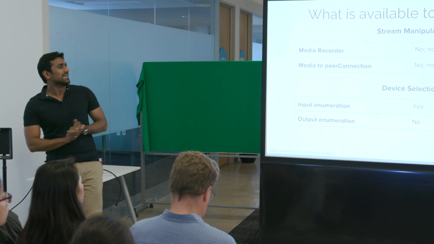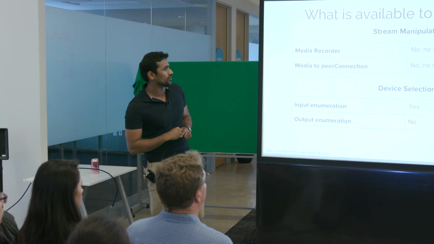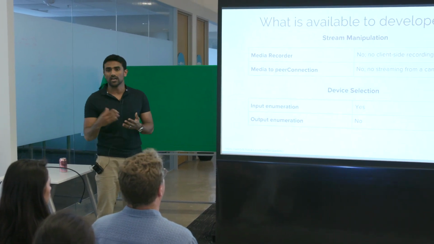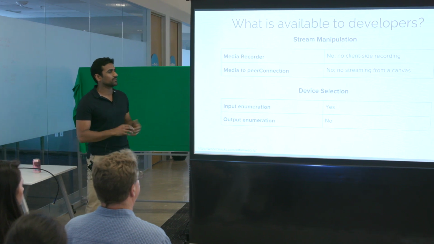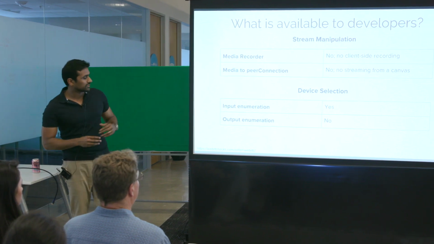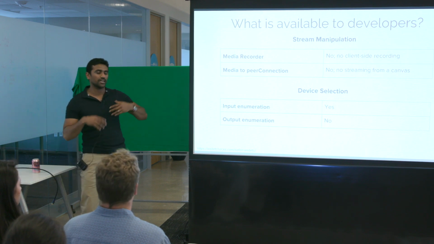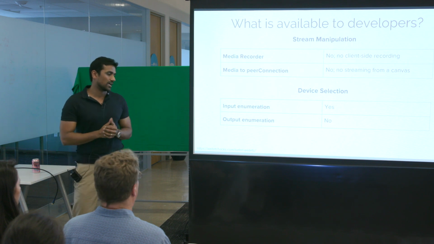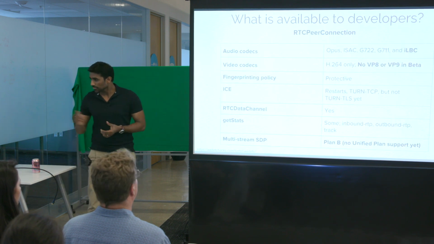Stream manipulation, media recorder, media to peer connection. These are second-order APIs which are not available yet. And again, most browsers, when they started with the WebRTC implementation, did not have these in the preview. So this is not far away from what we had expected. As far as device selection is concerned, you have audio-video input enumeration available. But as far as the output enumeration for voice is concerned, it is not available today.